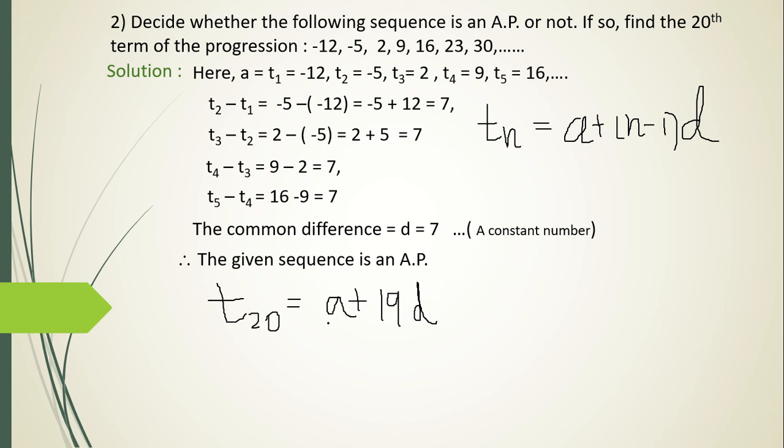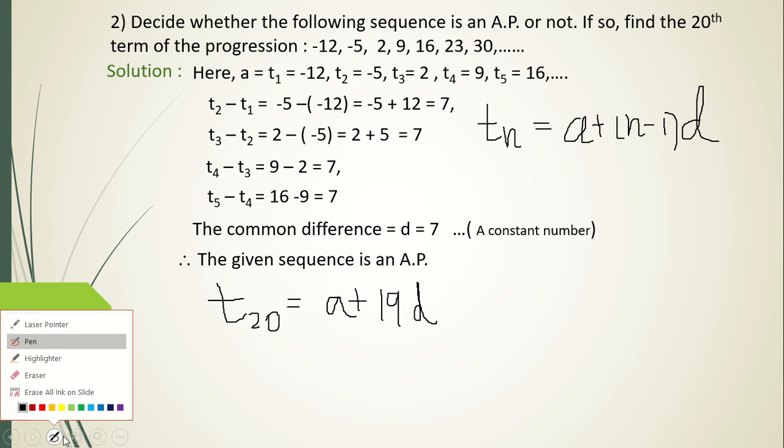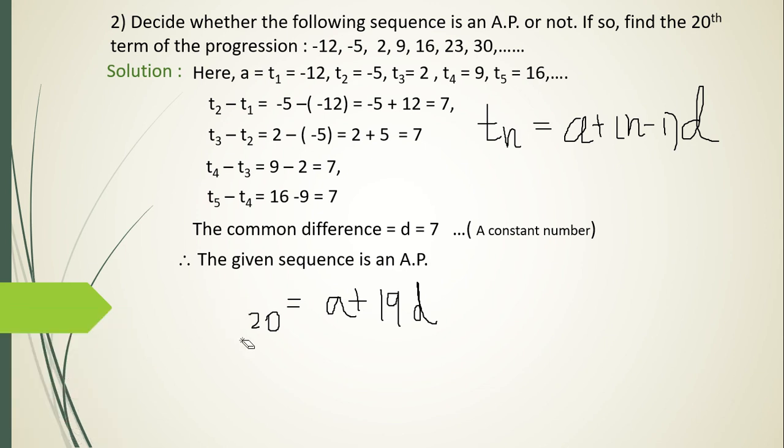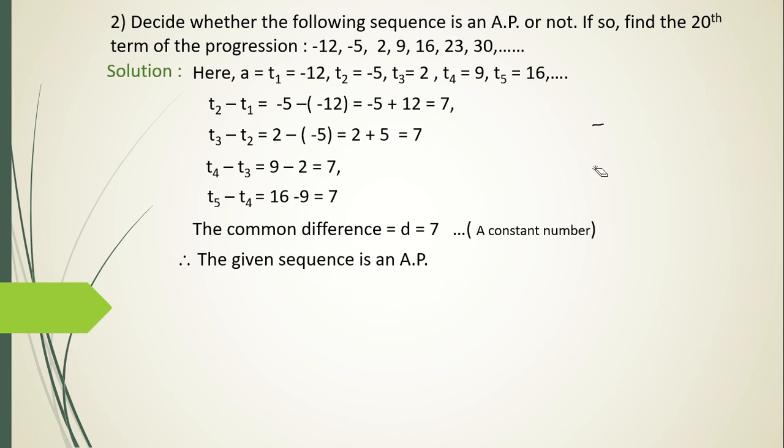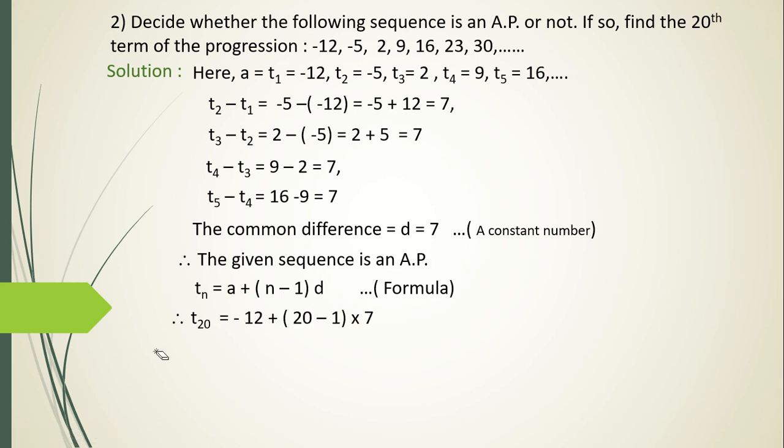So just substitute what is A. A is minus 12 and 19 into D. D is going to be 7. Substitute and you will easily get the 20th term. So this formula is very important. Therefore we get T of n is equal to A plus n minus 1 D. This is the formula.